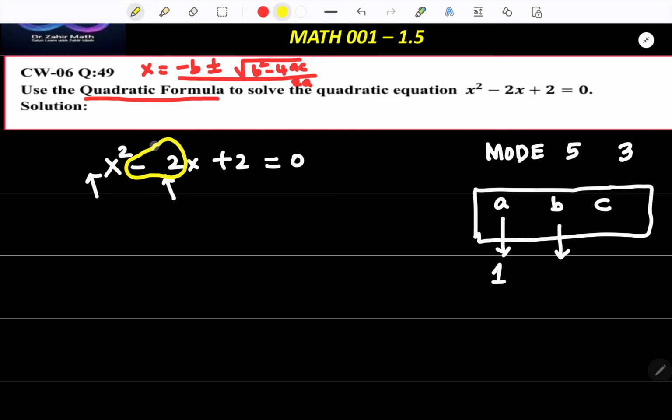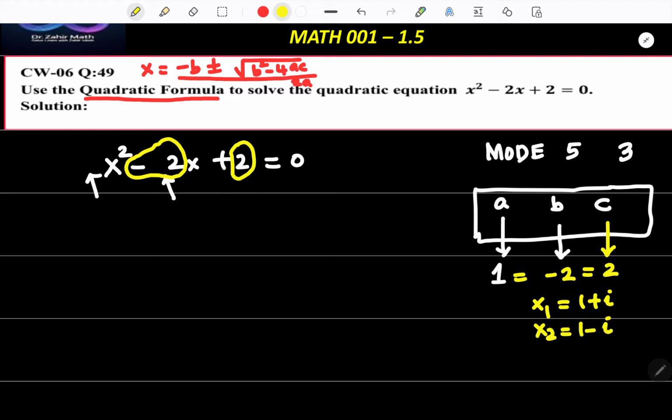Don't forget the minus all the time. You are forgetting the minus. So it is minus 2. What is C? C is rakam. Rakam means number, which is equal to what? 2. So come on, press in the calculator: 1, press equal, minus 2, press equal, and then press equal. You will get x1 equals 1 plus i and x2 equals 1 minus i.